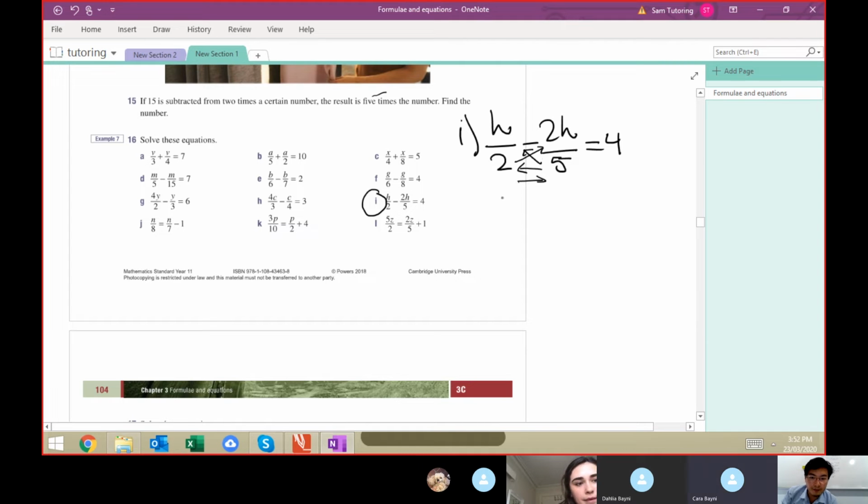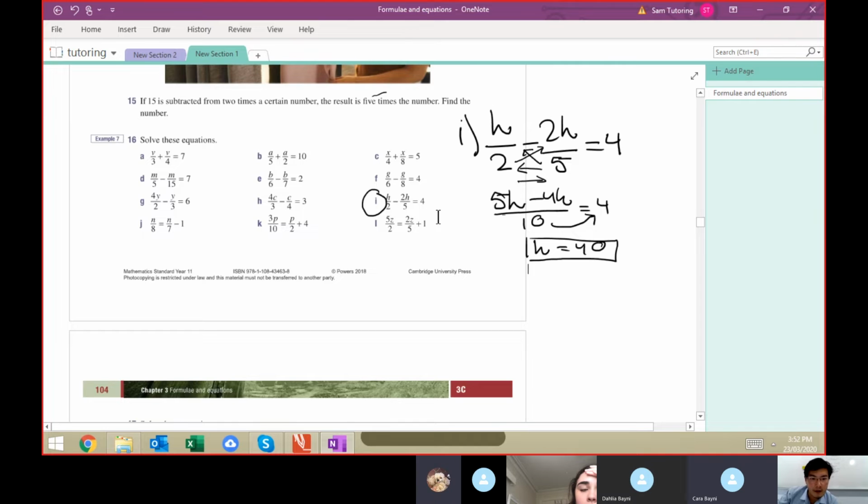Mm-hmm. So what you do, you get 5h minus 4h, that's all over 10. That is equivalent to 4. And then with this 10, you can just bring it across because you can finally get rid of that. 5h minus 4h gives you just h, and then you just get h equals 40. That's it. Is that okay? Okay.